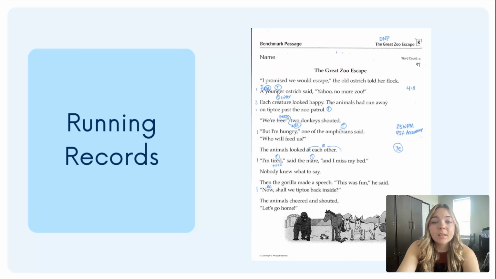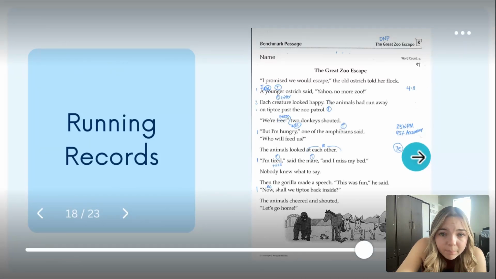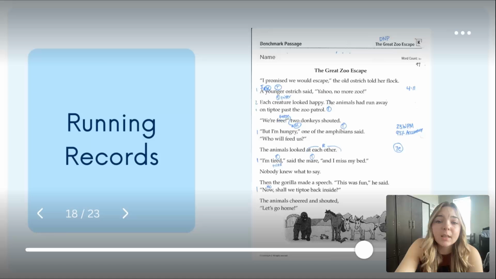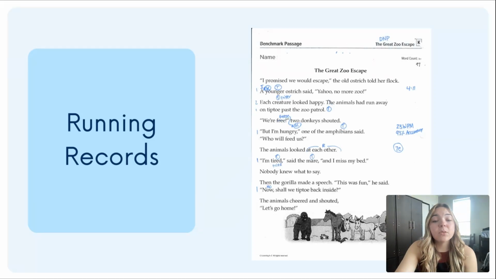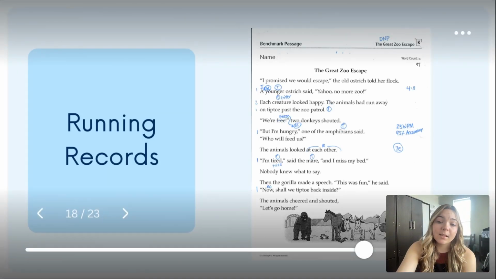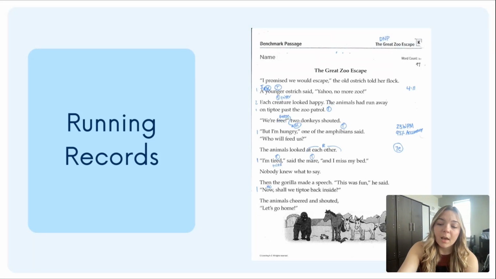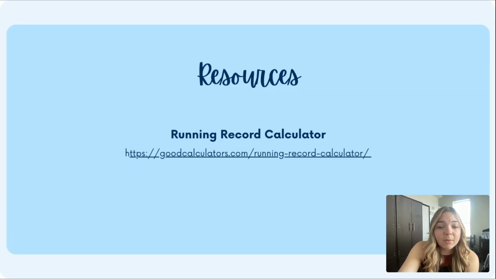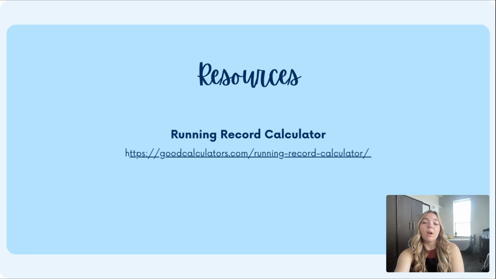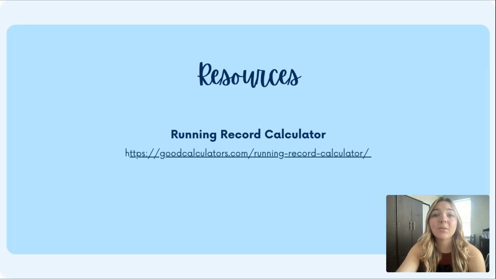The teacher will take the number of errors, which is this number with an E right here, and the student's time and the number of words in the story and put it into a running record calculator to determine if a student passed the assessment or not. A helpful running record calculator can be found at goodcalculators.com or accessed here. It's very simple, straightforward. There's the boxes for you to just put your information in and get a quick number on whether or not your student passed or not.